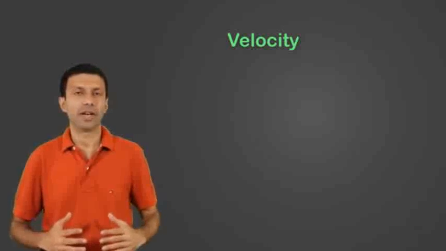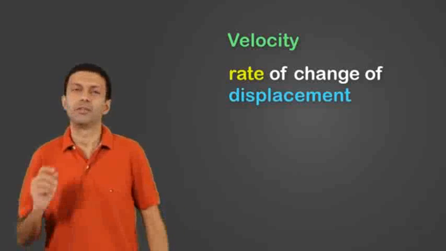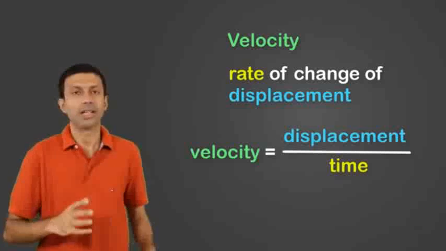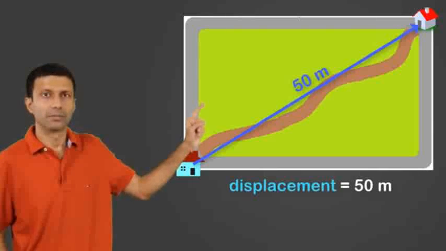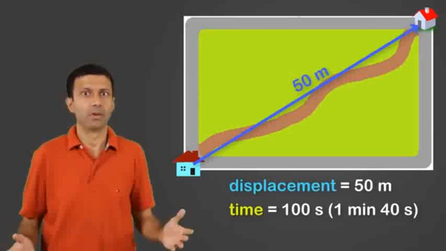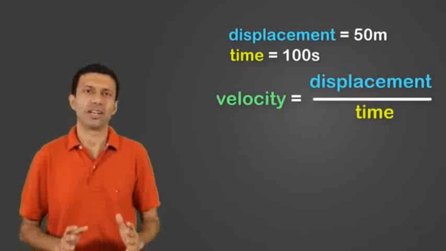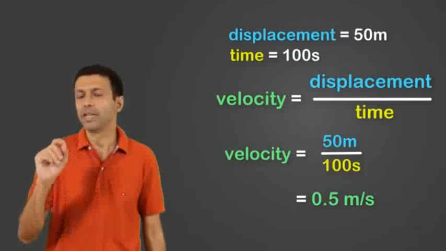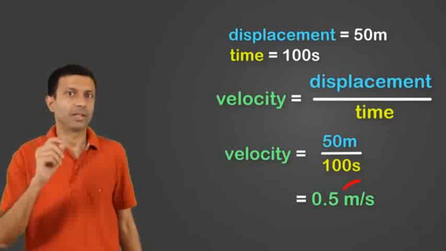Now let's talk about velocity. Velocity is defined as the rate of change of displacement. So similar to speed, the formula is going to be displacement by time. Now let's look again at our example. So our displacement was 50 meters and the time is the same, 1 minute 40 seconds. So what is your velocity? That's right, 50 meters by 100 seconds. So that's 0.5 meter per second. So speed and velocity have the same unit, meter per second.